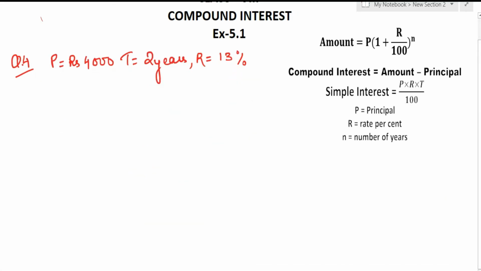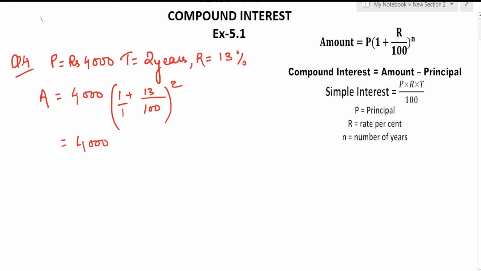Principal is given as 4000, time is 2 years, rate is 13%. They are asking you to find the compound interest. Before finding compound interest, we should know what the amount is. So the formula of amount is principal into (1 plus rate by 100) whole to the power n. So here, if it is nothing, it means 1. Now let us take the LCM for the next step.